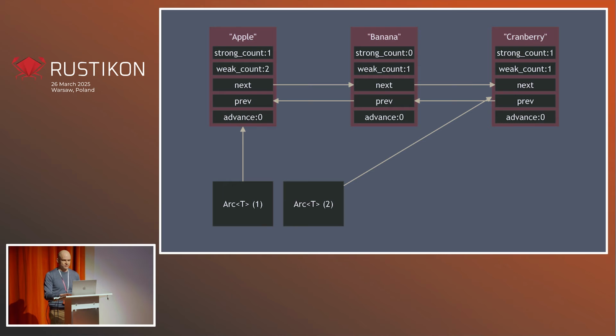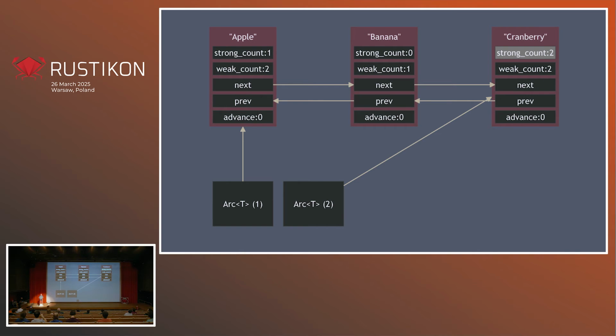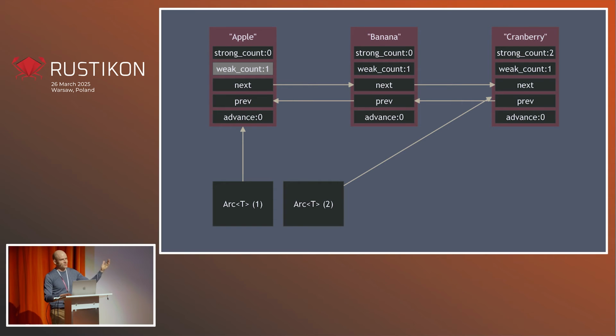So Arc1 wants to advance. It's pointing at apple. It notices that the next pointer is not null, so it needs to move to the right. So what it does is increment the advance counter, which protects banana from being deleted. Now it's safe to dereference the next pointer and increment the banana weak count. Now that we hold a weak count on this, no one is allowed to free it. So we can decrement the advance count. We do this again for banana. And then we increment the strong count for cranberry, the latest value. And at this point, we can decrement the strong and weak counts for apple. And the details of this, just come talk to me afterwards if you're interested. We won't have time to go through it.